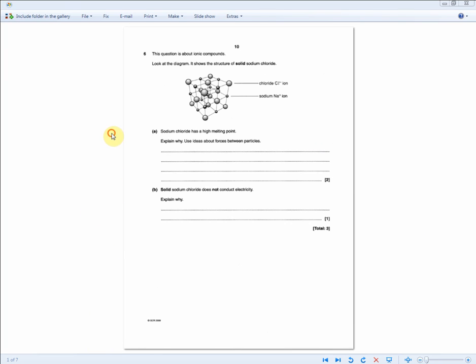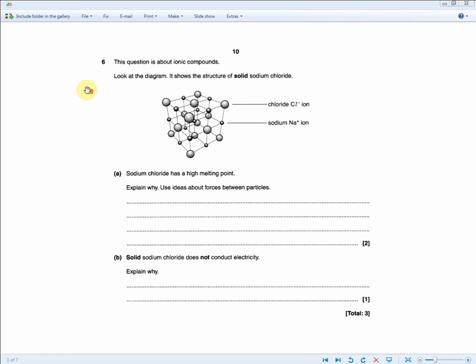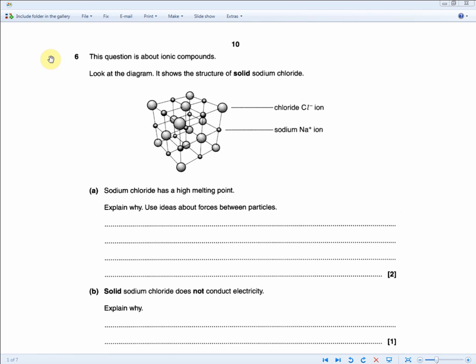This next question is testing your knowledge of higher tier material. If we zoom in, it reads, this question is about ionic compounds. Look at the diagram. It shows the structure of solid sodium chloride. Sodium chloride has a high melting point. Explain why. Use ideas about forces between particles, for 2 marks.